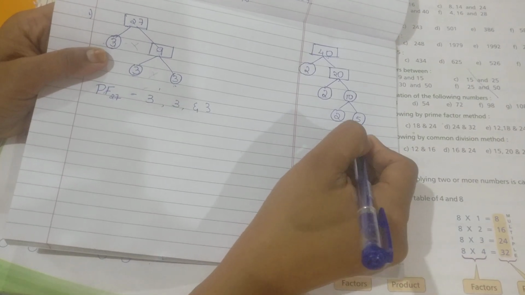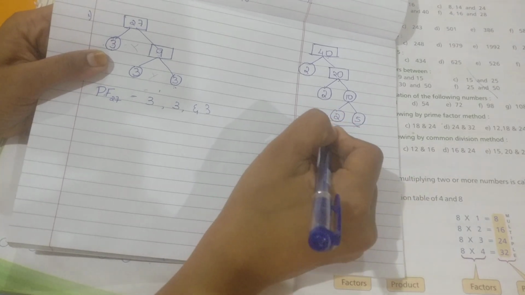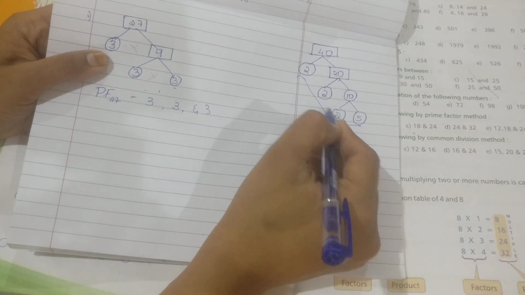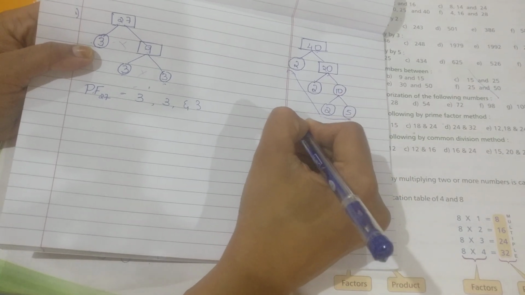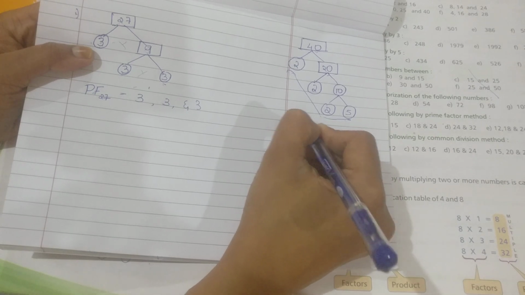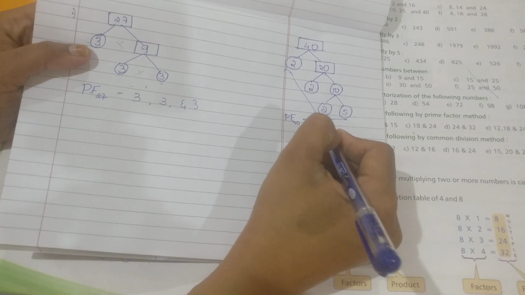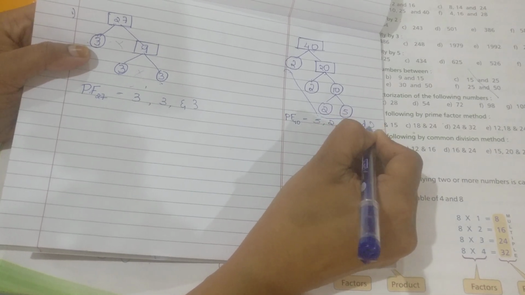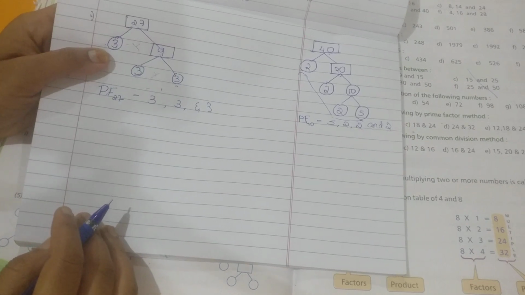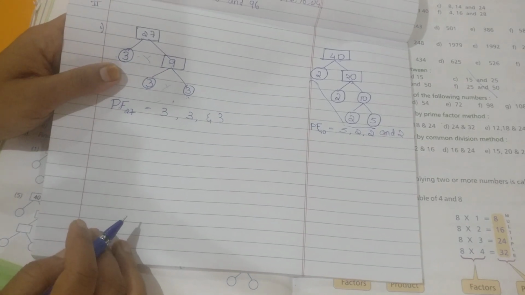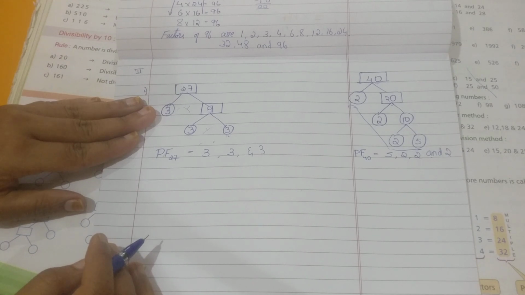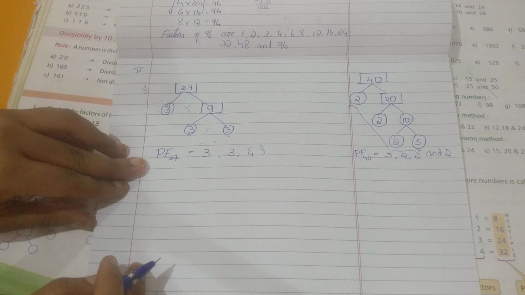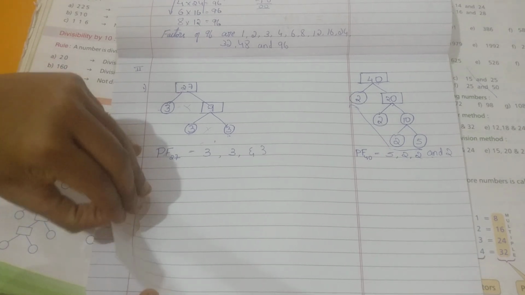You have to just follow this arrow mark. You are not going to write the other numbers. You are going to write only these numbers in the corner. So prime factor of 40 is 5, 2, 2 and 2. This is how you should write the prime factorization. This is called factor tree method of finding prime factors. Now let's go for the next exercise.